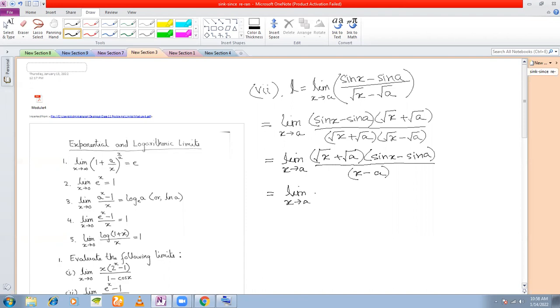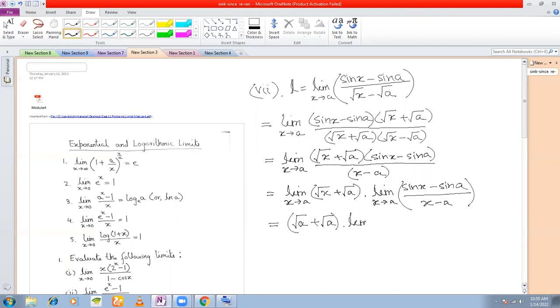Limit x tends to a, root x plus root a, into limit x tends to a, (sin x minus sin a) divided by (x minus a). Now in the first limit, if you put x is equal to a, you're simply going to get root a plus root a.